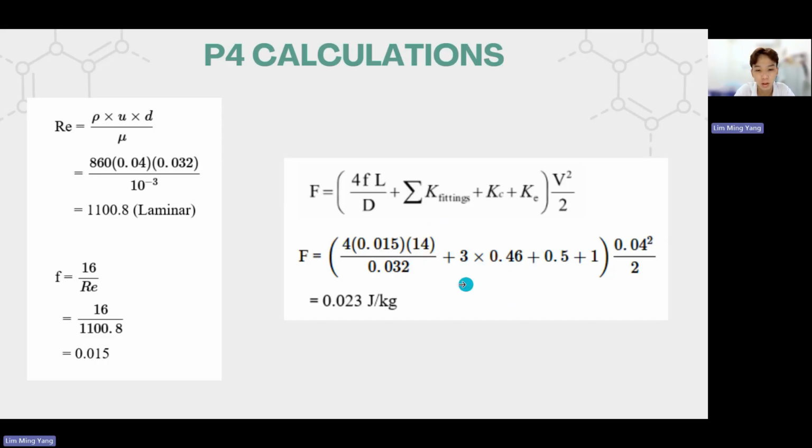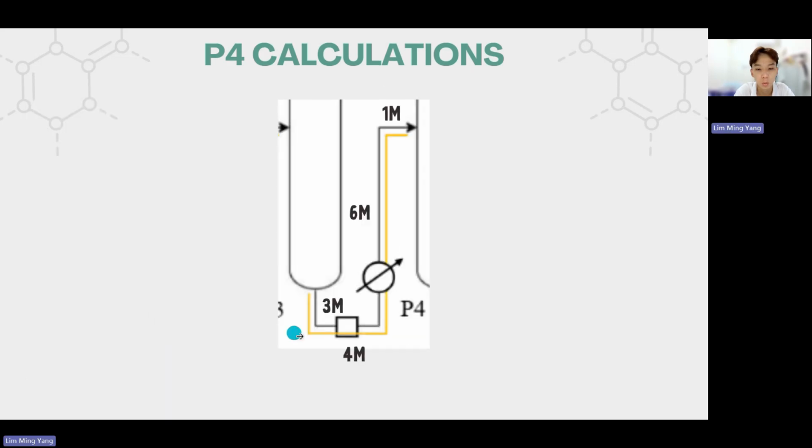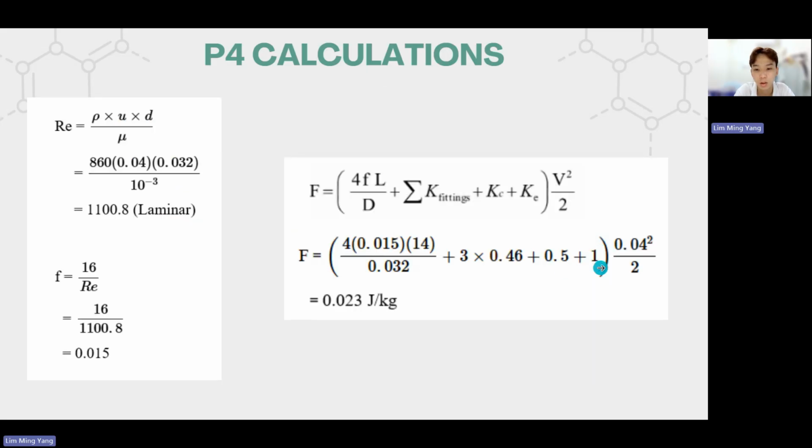So there are 3 fittings, as you can see from here, 1, 2, and 3. So there's a sudden contraction here and a sudden expansion here. So that's why we need to add 0.5 and 1, as well as the 0.46 for the fittings. So we can get the friction loss of 0.023 joule per kilogram.